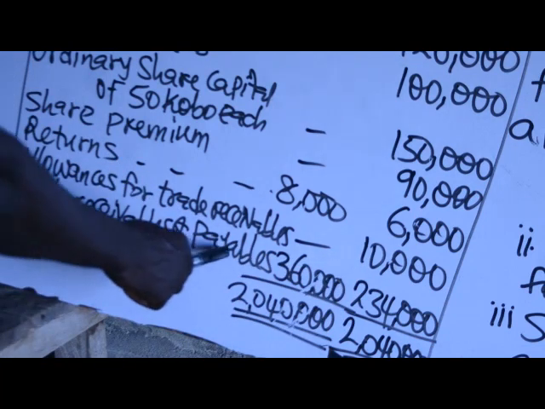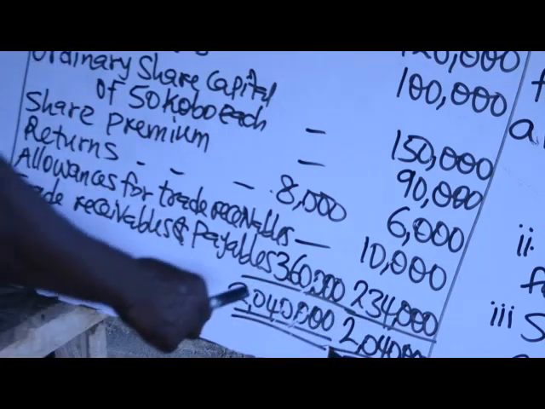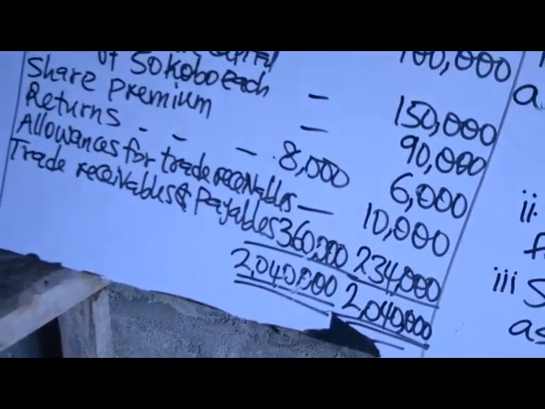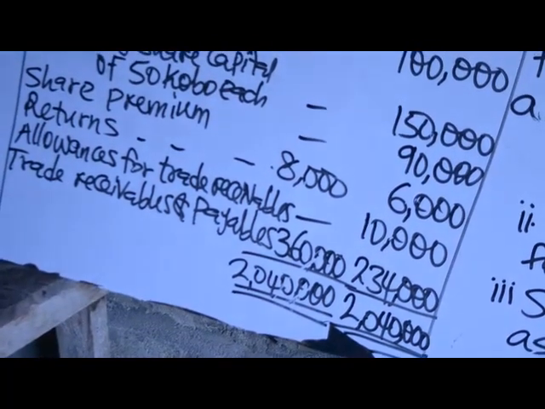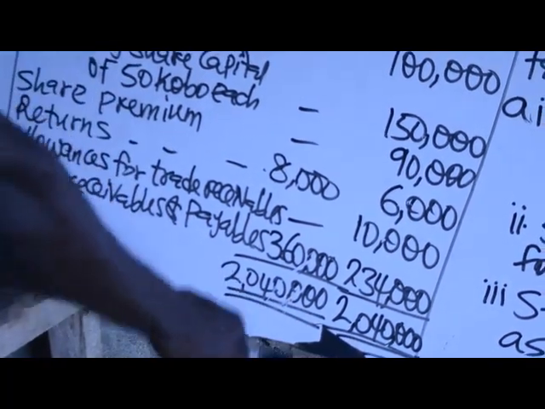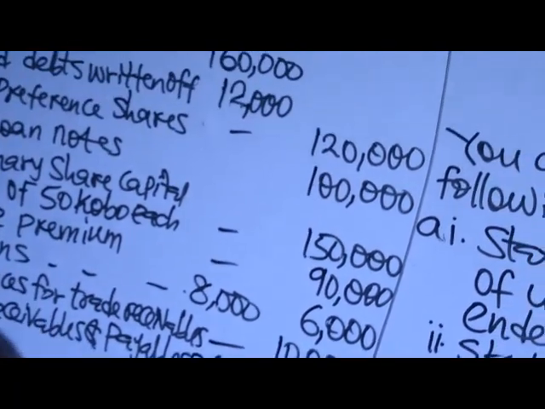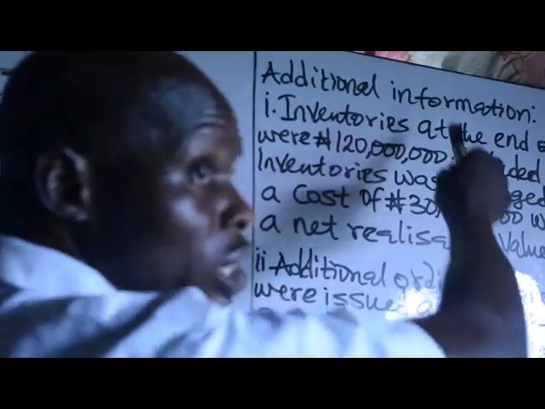Trade receivables and payables, we have 360,000 and 234,000. The 360,000 is the trade receivable and the 234,000 at the credit side is the trade payable. The total of the debit and credit side is 2,040,000 naira respectively. Then we have the additional information.